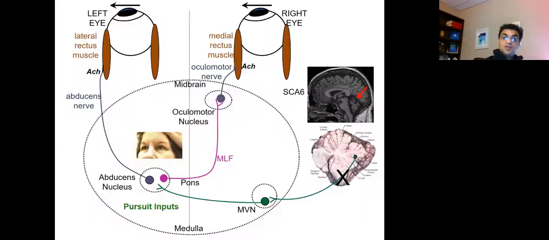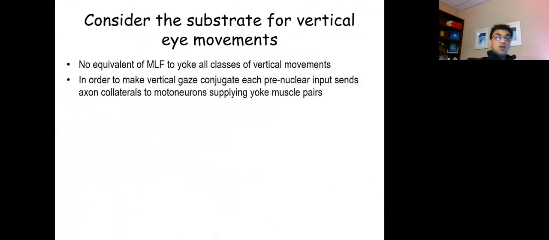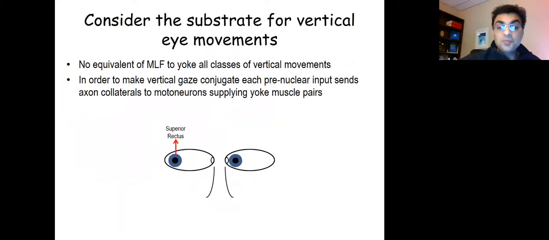Now let's think of the vertical eye movements. There is no equivalent of medial longitudinal fasciculus to yoke all classes of vertical eye movements, so they are sort of independent. In order to make vertical gaze conjugate, each pre-nuclear input sends axon collaterals to motor neurons supplying the yoke muscle pair. So for example, there is superior rectus and there is inferior oblique. These are two yoke muscles, right?